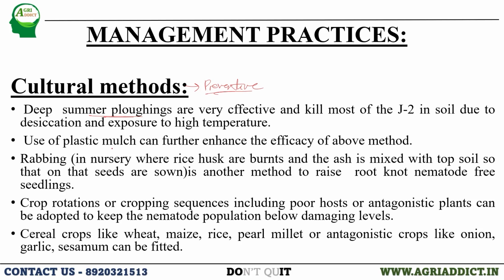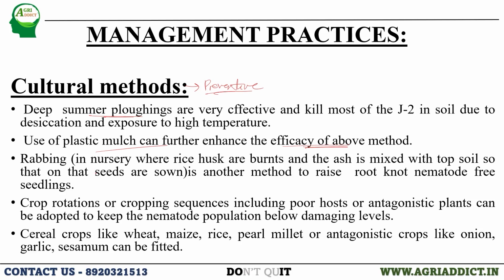And use of plastic mulches can further enhance the efficacy of the above method. Along with the summer plowing, if you use polythene sheets or plastic mulches, then the temperature of the soil will be increased. Thus it enhances the efficiency of the method followed in deep summer plowing.